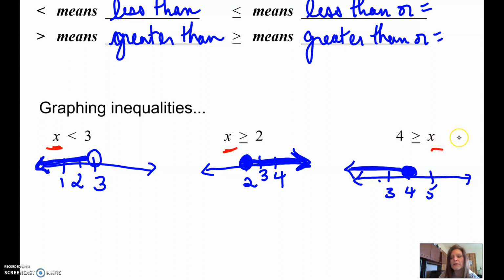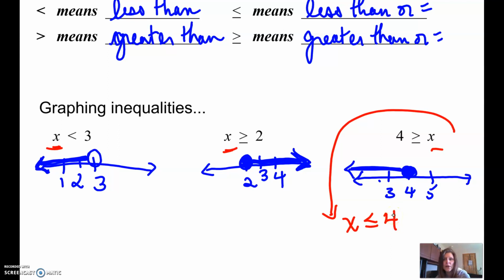So if I rewrite this, if 4 is greater than or equal to x, that would be equivalent to saying x is actually less than or equal to 4, right? So 4 is greater than x, so x is less than 4. So the rule is if you're going to graph an inequality, you probably want to go ahead and rewrite it, if it's not already in that form, rewrite it so that x is on the left-hand side. Then your rules of less than goes to the left, greater than goes to the right will work.